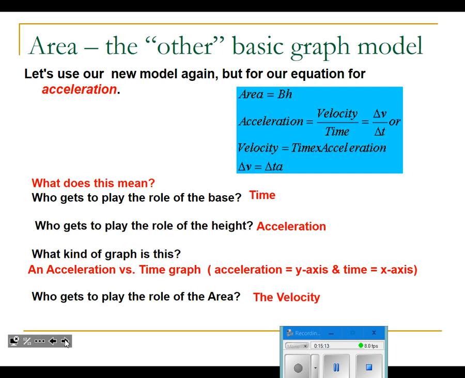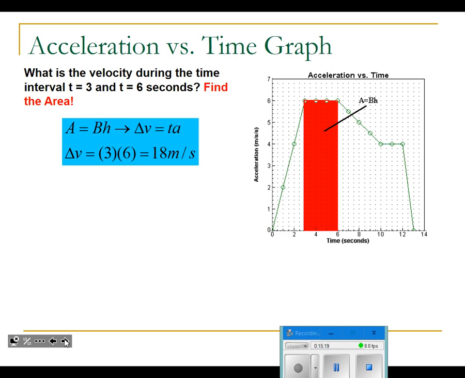Who gets to play the role of the area? Velocity does. Okay? So, when we look at these types of graphs, if I wanted to say what's the velocity during the time of 3 to 6, find the area. It's a big old rectangle, so base times height, and the velocity would be 18 meters per second. Notice this was constant, so that was easy to figure out.